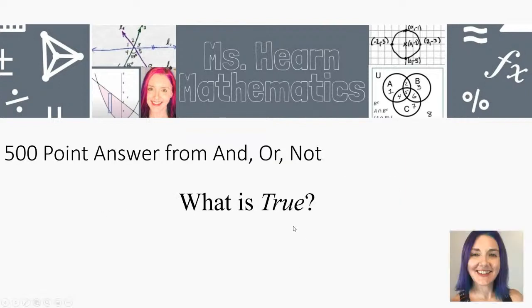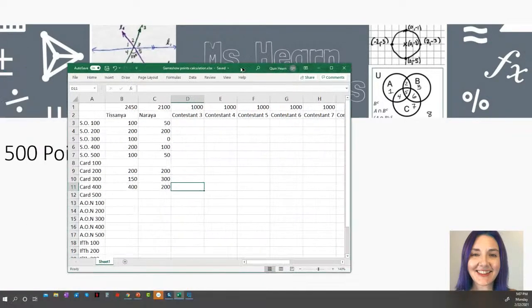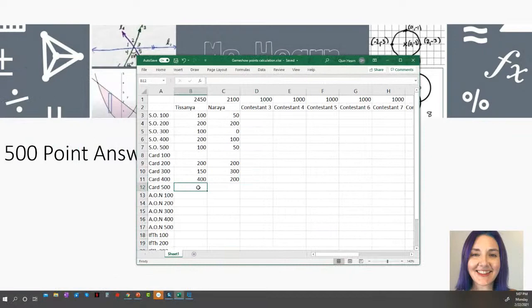$500 question. What's the truth value of P or true for any statement? Tisanya got it. An or statement is going to be true if even one part of it is true. So that is going to be 500. She's pulling ahead, pulling ahead.